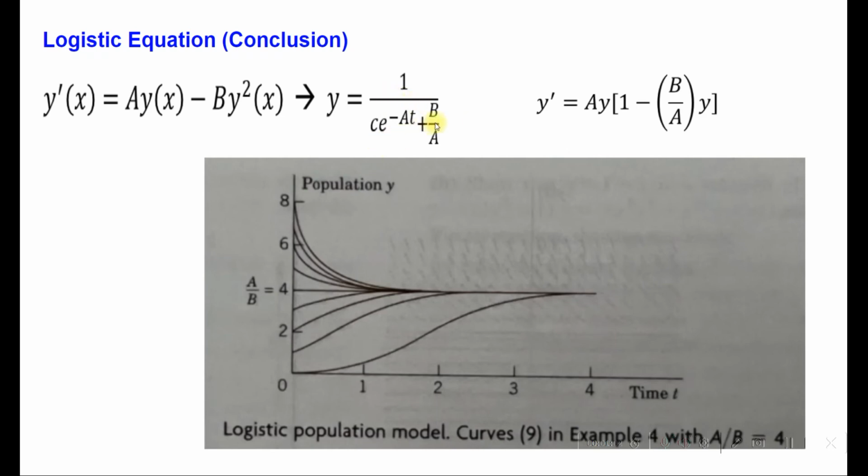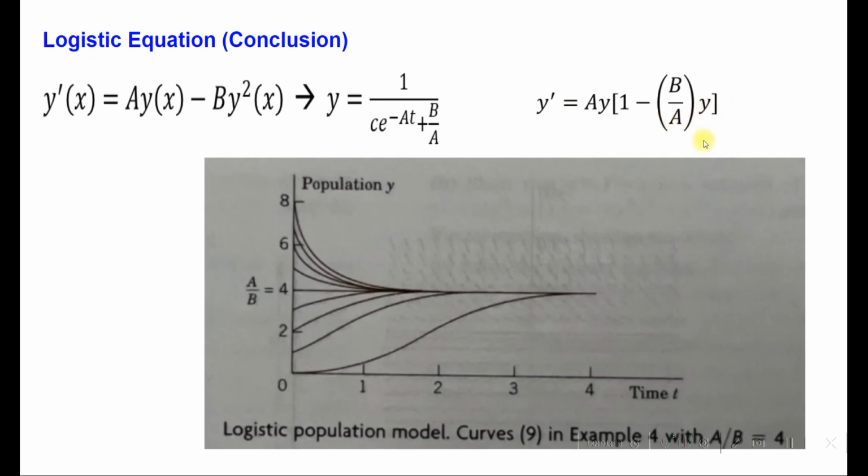And furthermore, when time approaches infinity, this term will diminish, and y will become a over b, which is the limit of the population y. If we arrange this equation into this form, we can predict the trend of the population by simply observing this mathematical expression.